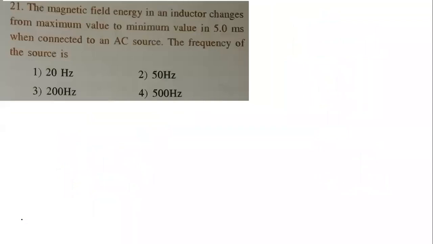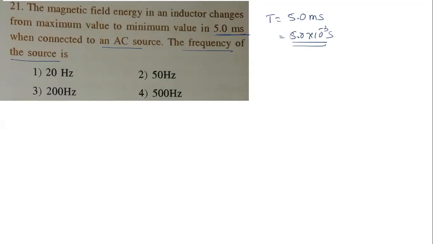Question number 21. The magnetic field energy in an inductor changes from maximum value to minimum value, meaning from maximum to 0, in 5.0 milliseconds. Milli means 5.0 into 10 power minus 3 seconds, right? When connected to an AC source, they are asking for the frequency. They have given the time period, nothing else is given.